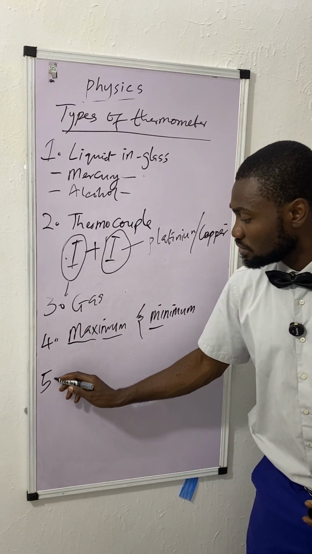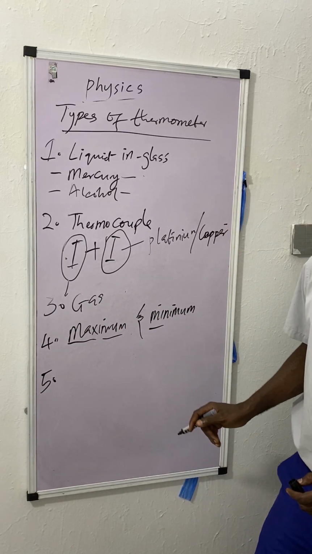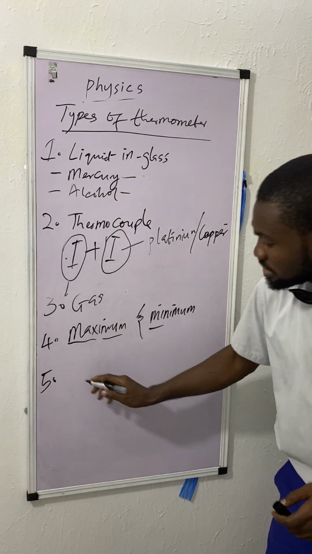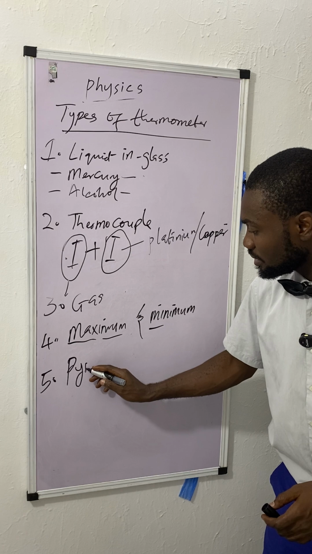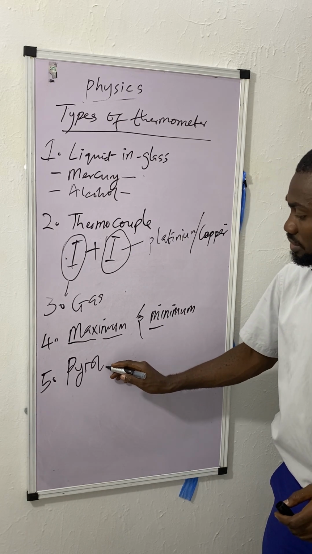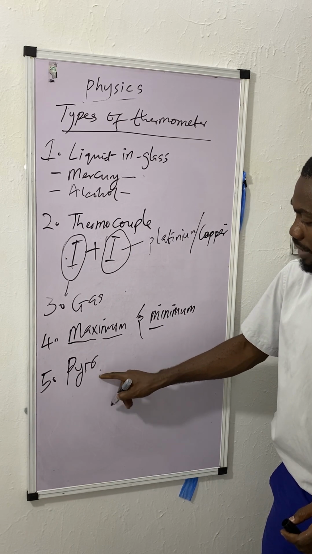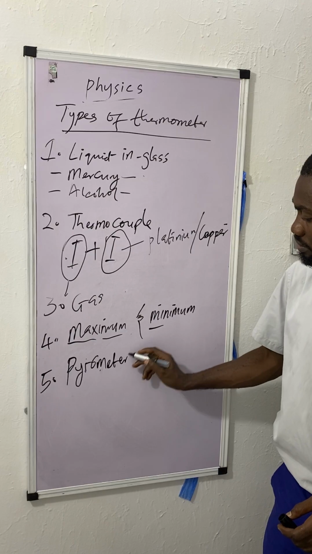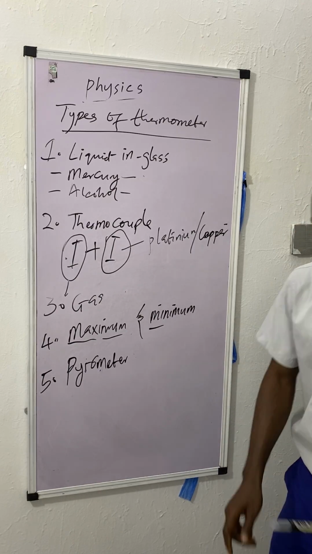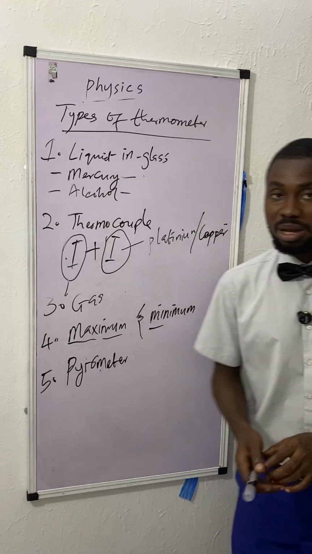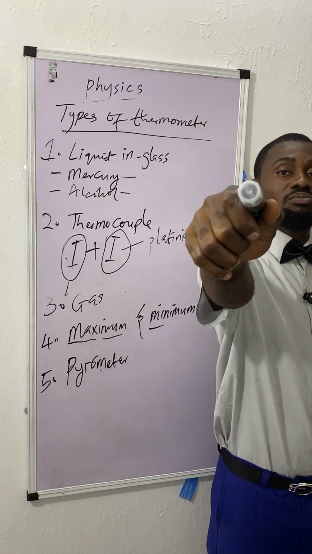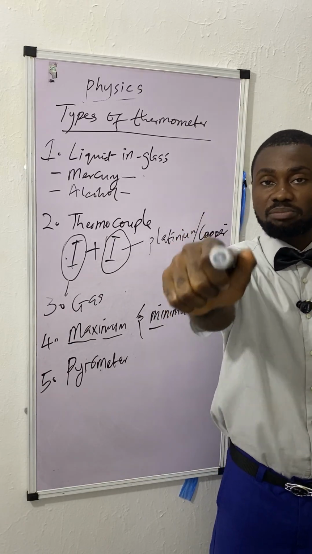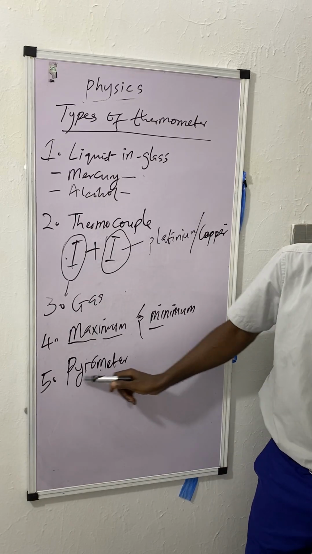Then number 5, which other one have we not listed? We have the pyrometer. This one measures temperature through radiation. If you remember, during the time of corona, you didn't have to place it in contact with the body. Just bring it closer to the body that you want to measure, and you are going to detect the temperature. That's what a pyrometer does.